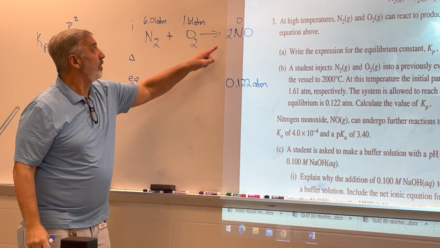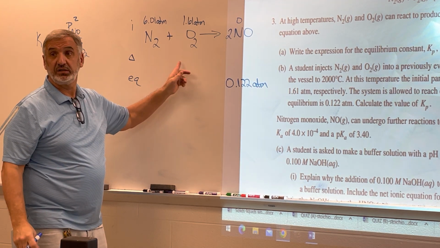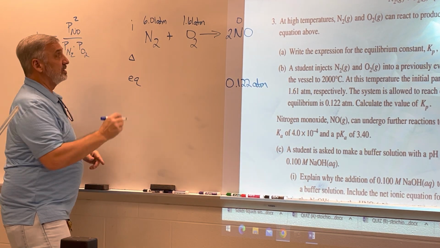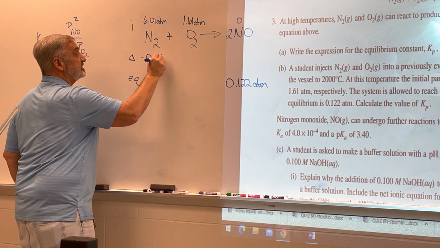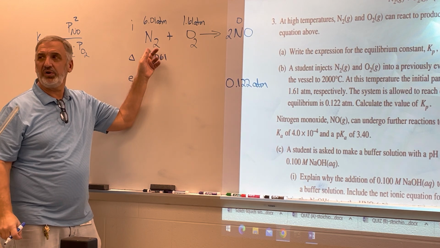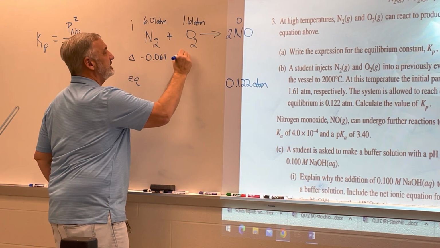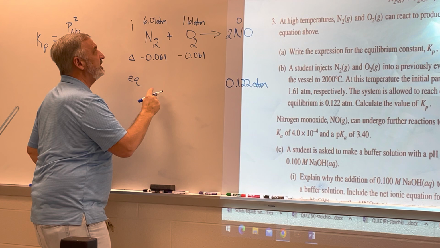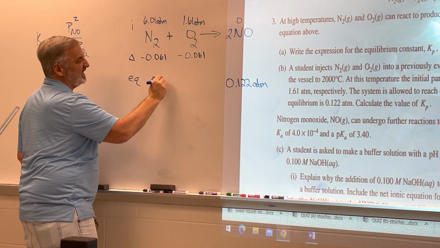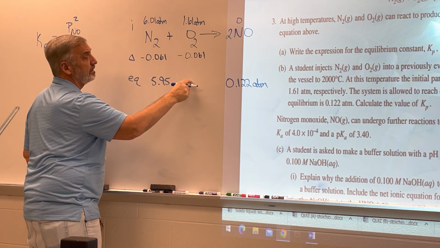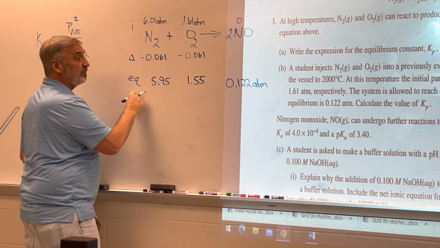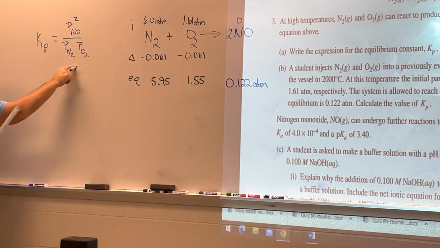So what does that make my change over here? 0, 0, minus 0.061. Why 0.061, not 0.122? For every 2, you only have 1, so it's going to be a half. So it's minus 0.061. So at equilibrium, what is my value? 5.95. And this can be 1.55. Now, once we have this, we plug and chug into here.